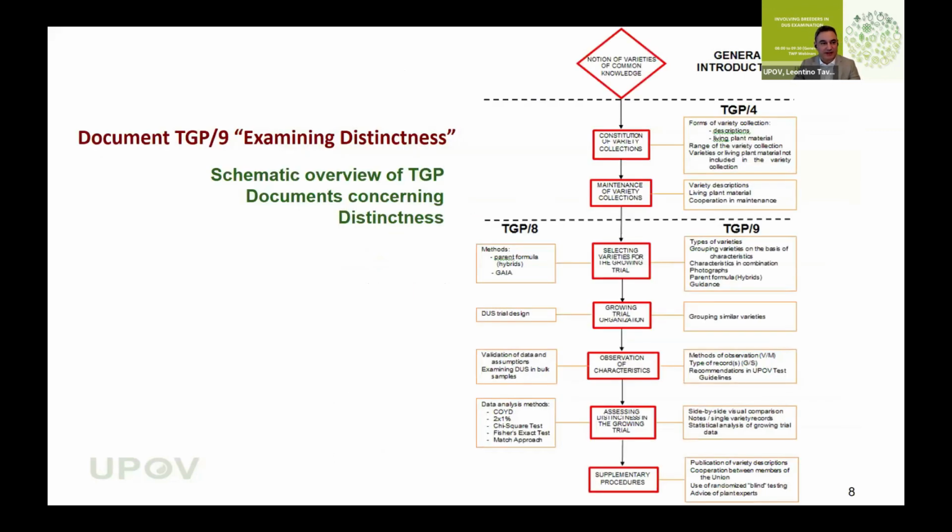Document TGP9 provides a general overview of distinctness assessment. In particular, document TGP9 structures as a flow diagram the key aspects of different steps of examining distinctness. Document TGP9 also explains where to find further information for each of the different steps within the examination of distinctness.